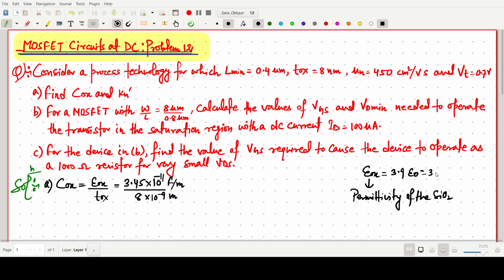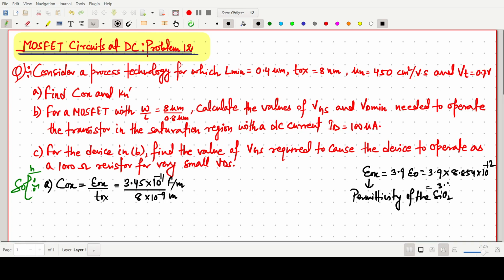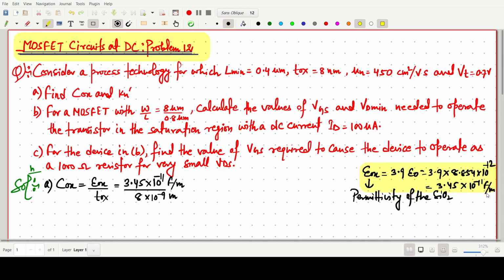If we solve this, 3.9 times epsilon naught, which is 8.854 into 10 to the power minus 12, it comes to 3.45 into 10 to the power minus 11 farad per meter. This is also important: the epsilon ox value will be 3.45 into 10 to the power minus 11, so that we have written here.